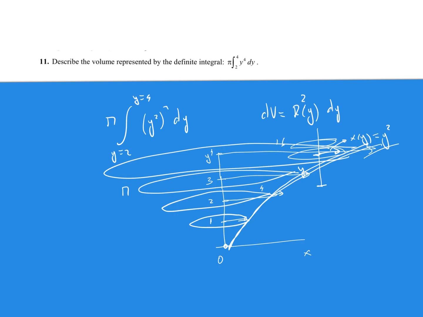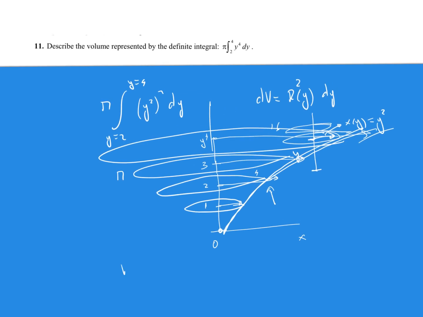When you revolve the function x of y equals y squared through the y-axis, you will obtain a figure, and the volume will be the integral on this interval from y equal 2 to y equal 4. So it's this volume. It's the volume that is generated here, from y equal 2 to y equal 4, of y to the fourth dy. Okay, that's all. Good luck.